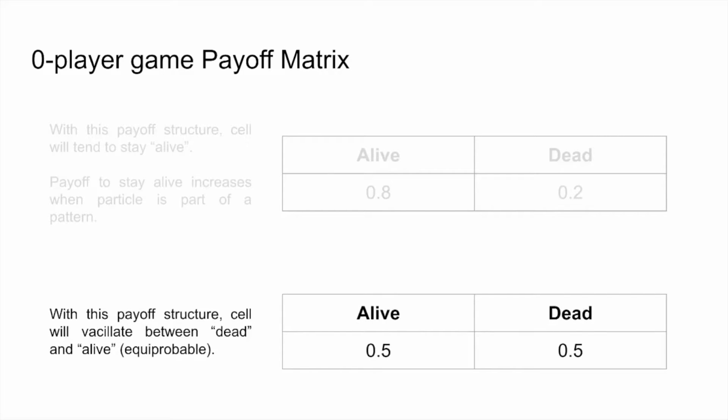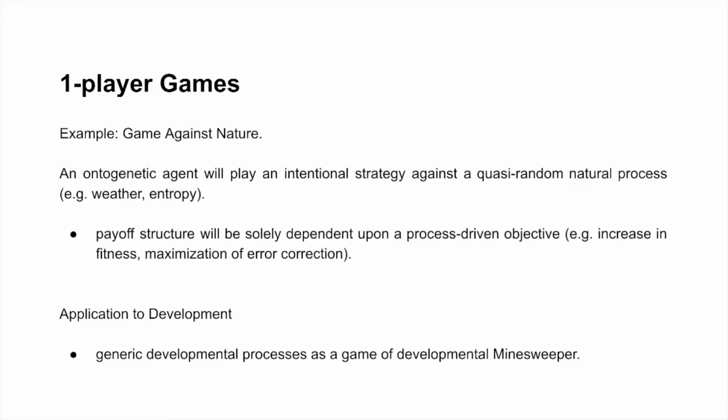But by contrast, we can look at another payoff matrix, and this is where you have dead and alive, and you have two different payoffs, and the payoffs are actually equal. So in the case of an alive cell, it's 0.5, and in a dead cell, it's 0.5. So there's no advantage to either being dead or alive. So with this payoff structure, the cell will vacillate between dead and alive over time, and it'll be an equiprobable proposition, and it will likely not lead to some sort of pattern formation because the payoff doesn't really favor one state or another. So this is zero-player games.